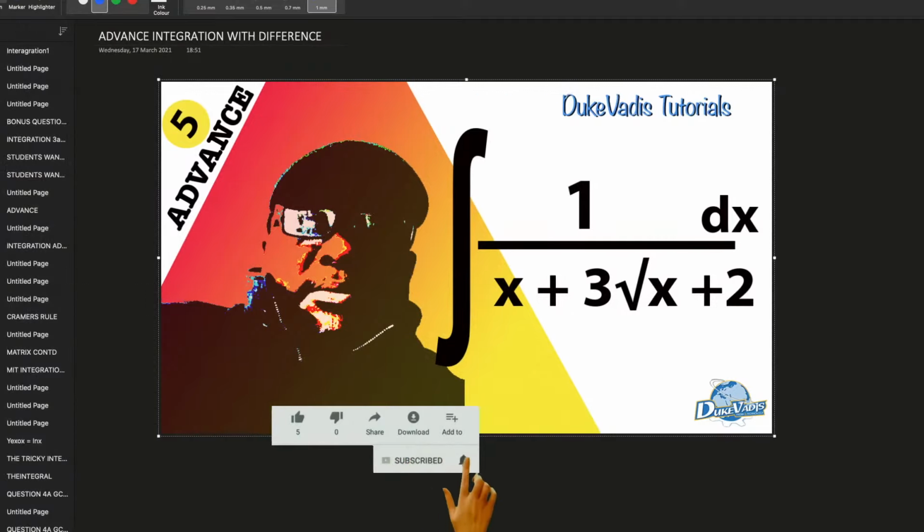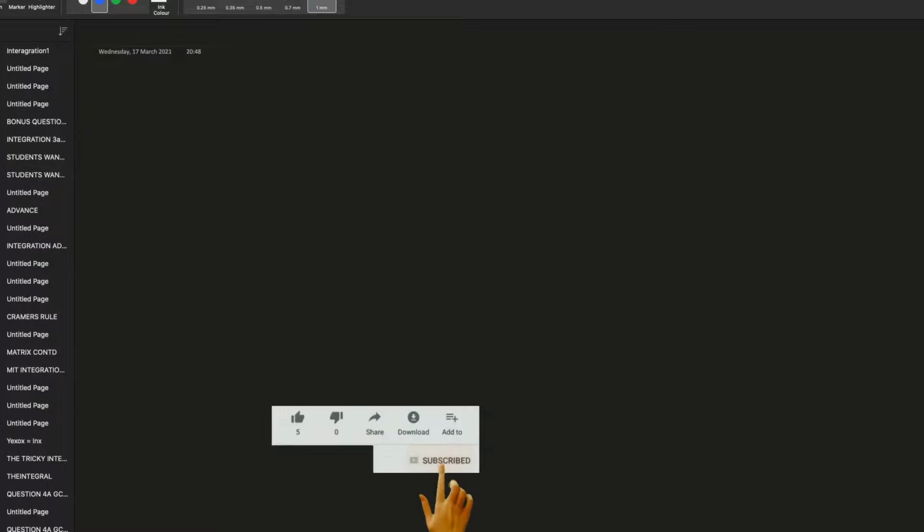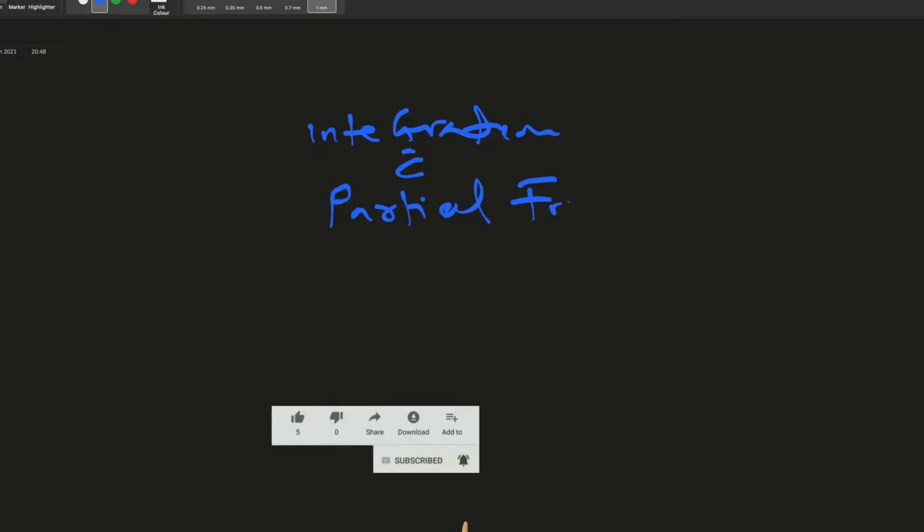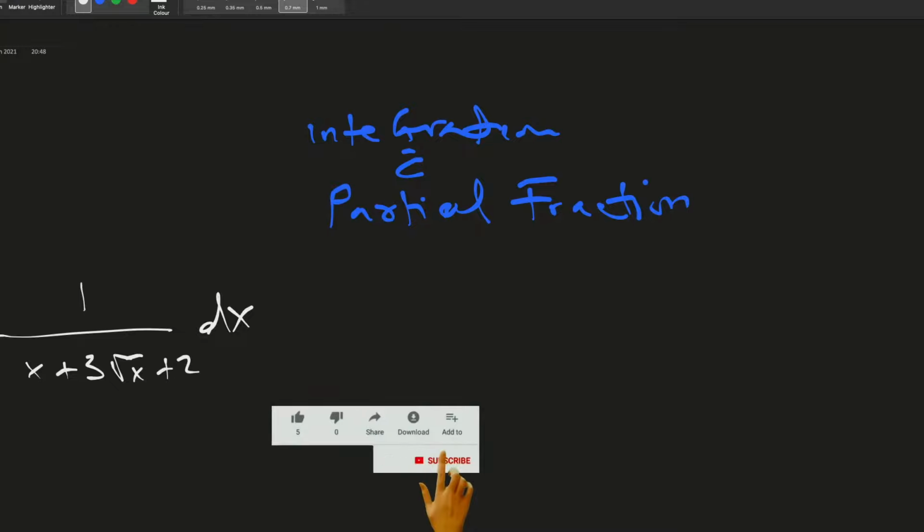Okay, so let's open a new page. So the question given is integration with partial fraction. Such a beautiful question. So the question says 1 all over x + 3√x + 2 dx integral. So this is what we're supposed to integrate.